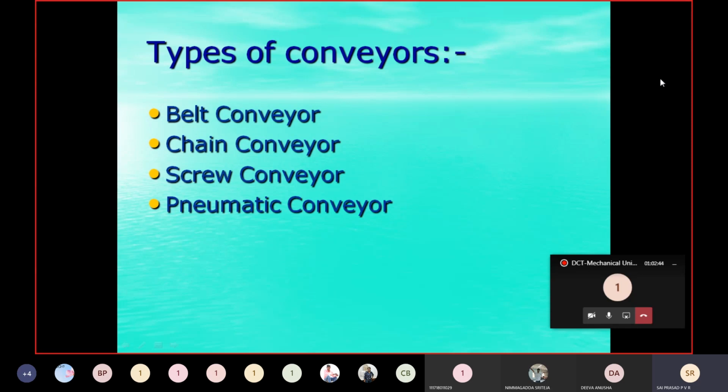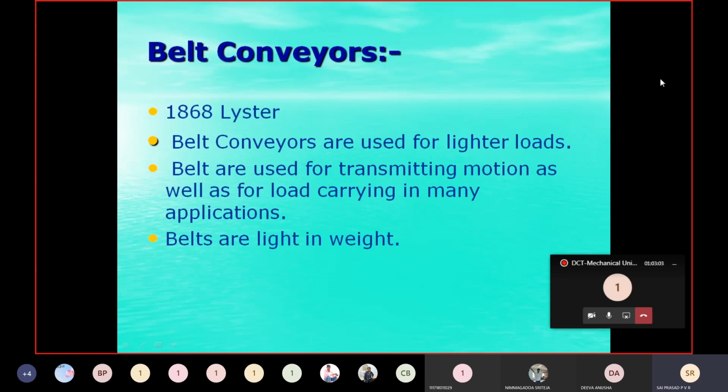So these are the four conveying methods available to us for the transportation of materials under the concept called conveyors: belt conveyor, chain conveyor, screw conveyor, and pneumatic conveyor. So let us see the first slide of the belt conveyors. Belt conveyors were discovered by Leicester in the year 1868.